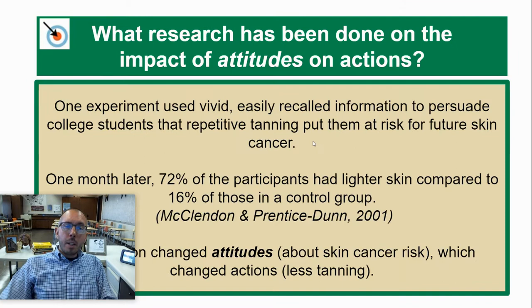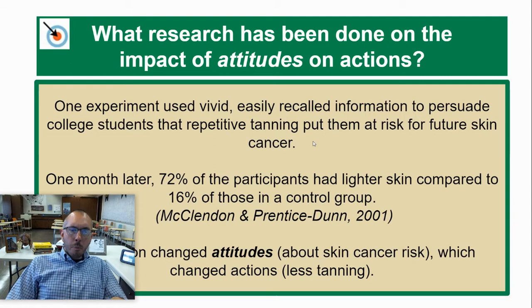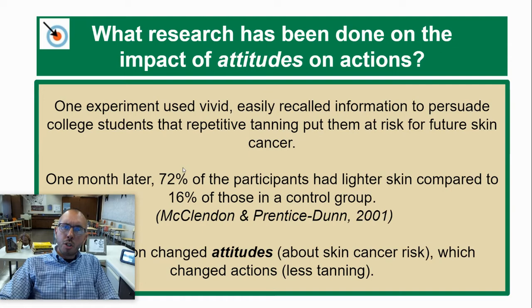So what research has been done on the impact of attitudes on actions? Well, this one's really interesting. One experiment used easily recalled information to persuade college students that repetitive tanning put them at risk for future skin cancer. One month later, 72% of the participants had lighter skin compared to 16% of those who did not hear the persuasive message. So this information changed attitudes, and the attitudes then changed behavior. This is information coming from the outside. That's why we're talking about it in social psychology. It's changing an attitude, and that attitude is changing behavior.